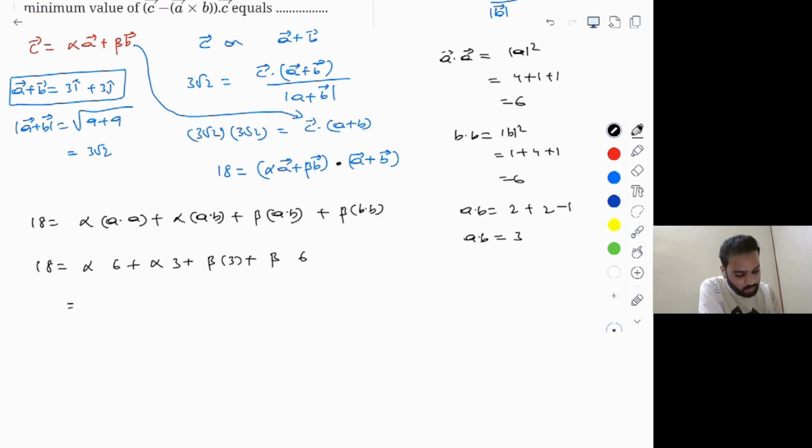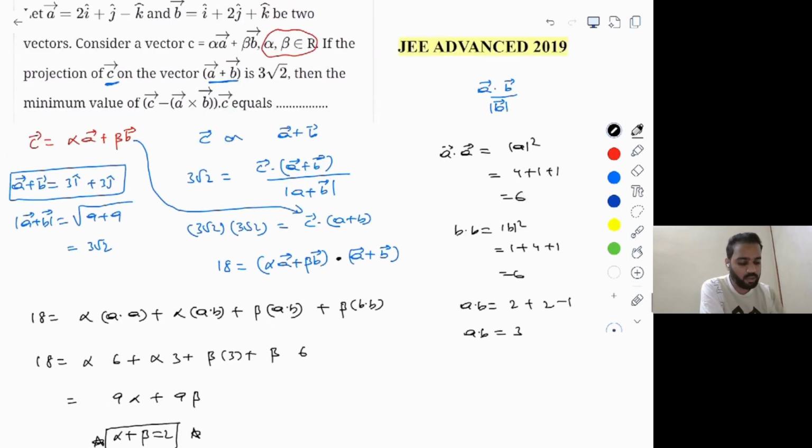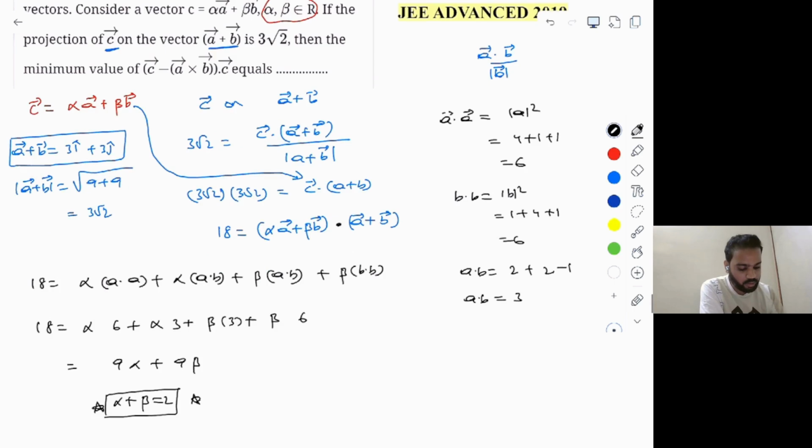Now clearly what you get here is, let's write directly, 6 alpha plus 3 alpha, which will be 9 alpha, and again 6 beta plus 3 beta, which is 9 beta. We'll take 9 common, and cancel out, and we get one condition: alpha plus beta is equal to 2. Okay. Now, by using the given equation, we have got one condition that alpha plus beta is equal to 2.